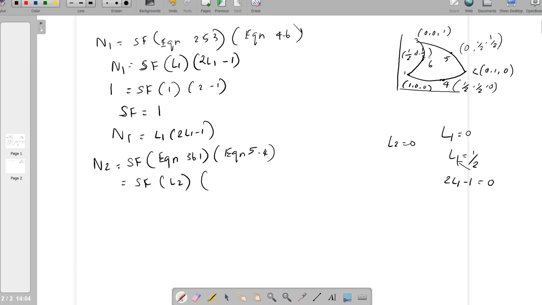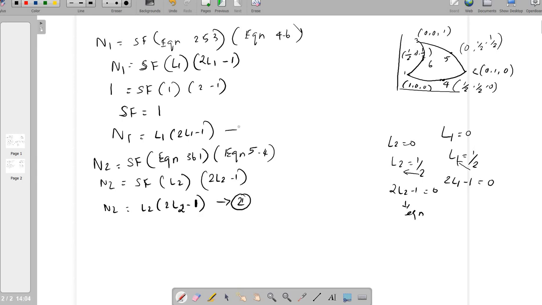And for equations 5 and 4, the common factor is the second coordinate, half. So 2L2 minus 1, because here L2 equals half. If you cross multiply, 2L2 minus 1 equals 0, which is directly the equation. So N2 we can finalize as L2 times (2L2 minus 1). So this is equation number 2, and here this is equation number 1. So next, N3.